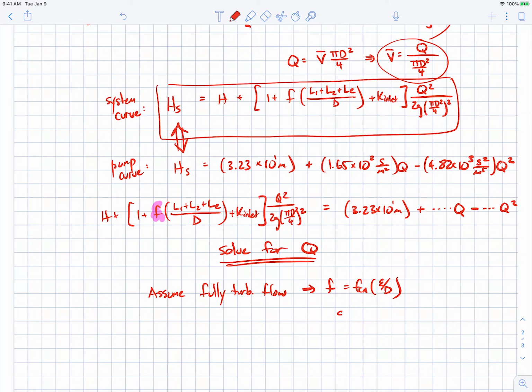So if you calculate the relative roughness, again, that roughness was 3 millimeters, and then the diameter was 20 centimeters, so you'd have to work out the numbers here. When you work those numbers out, this comes out to be 0.015. Let's go back to the Moody plot and see where we are there. So 0.015.